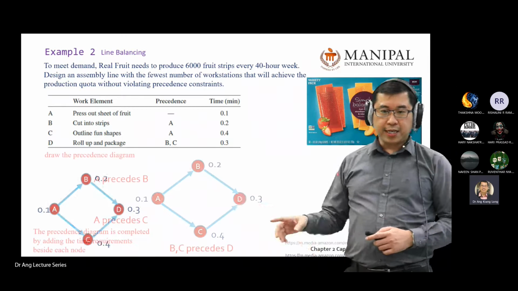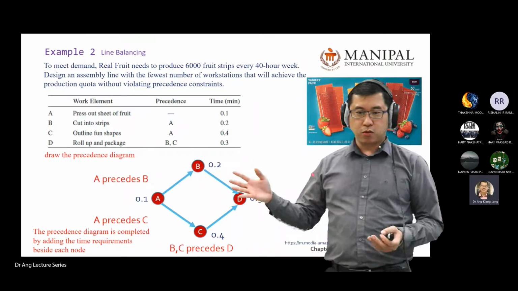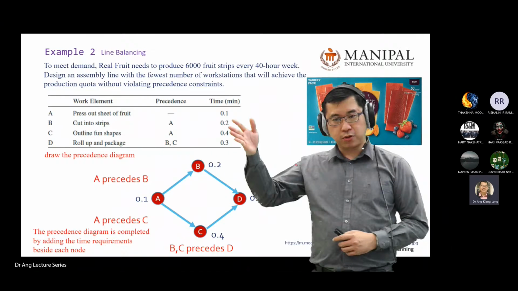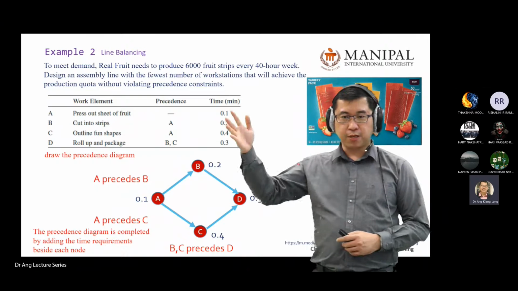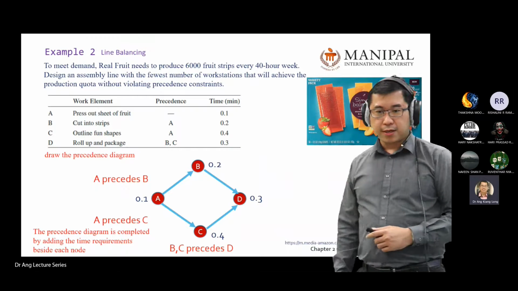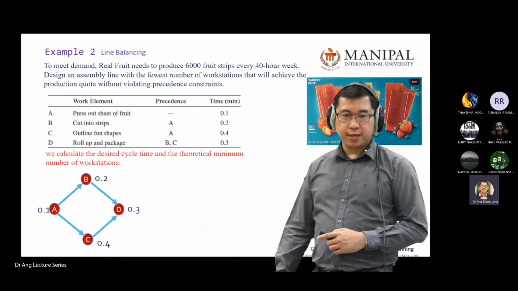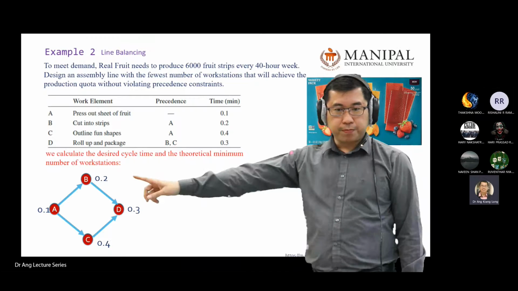So normally this diagram will cost you 4 to 5 marks in the question. So make sure you know how to transfer information from the precedence table into the diagram. Okay. So I put that to one side. Next, I need to group them together.